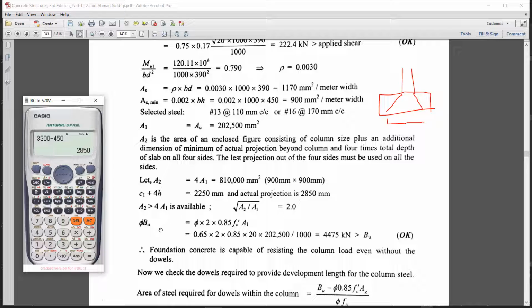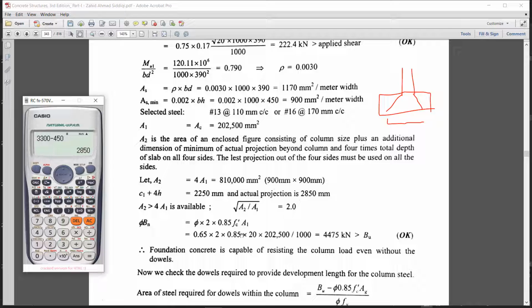So now we will use the formula, under root A2 divided by A1, equal to 2. In the slides this is the same formula, 5PN. Okay, so that is PU, not BN. That is a little mistake in the book. So the formula is 5 into 2, that is under root A2 divided by A1. Take the under root; the value is greater than 2, so we will take 2.